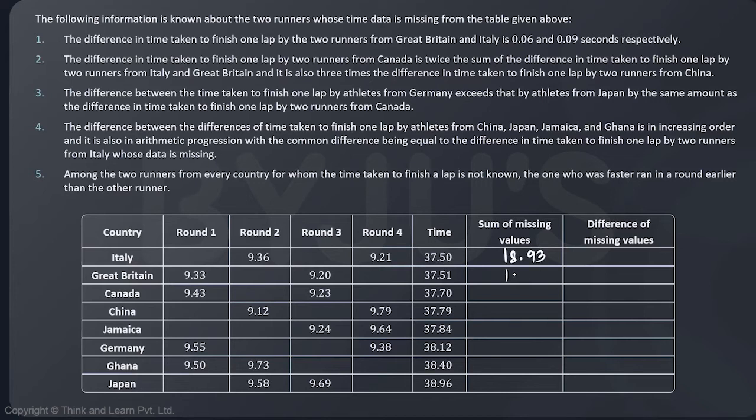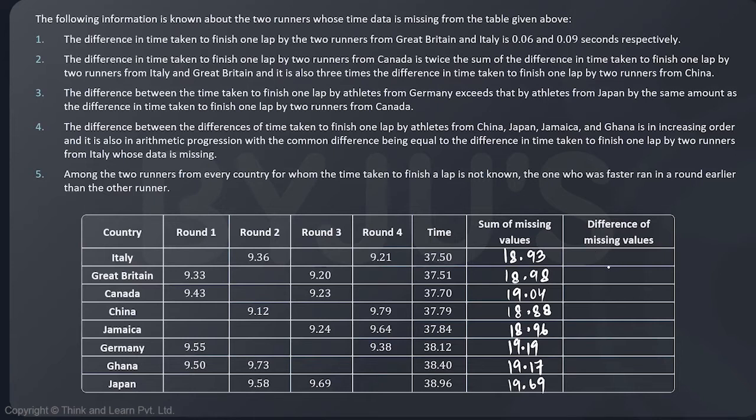Similarly, for the next one, this is going to be 18.98. For the next one, it's going to be 19.04. The next one is going to be 18.88. The next one is going to be 18.96. The next one is going to be 19.19. The next one is going to be 19.17. And the next one is going to be 38.96 minus these 2 values, which will give us 19.69. So this is known to us.